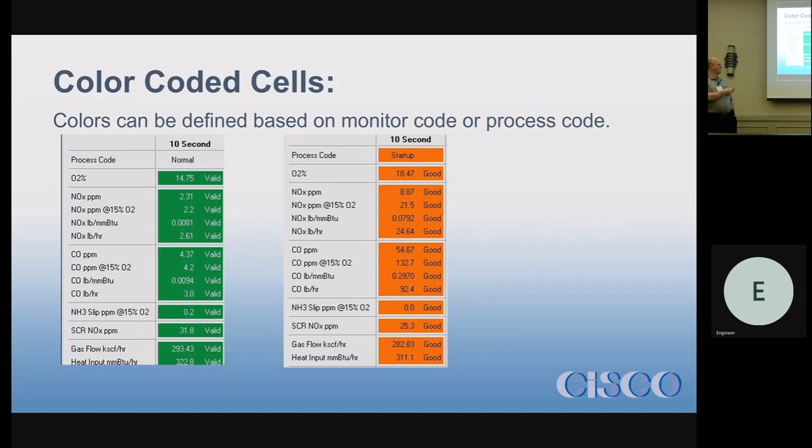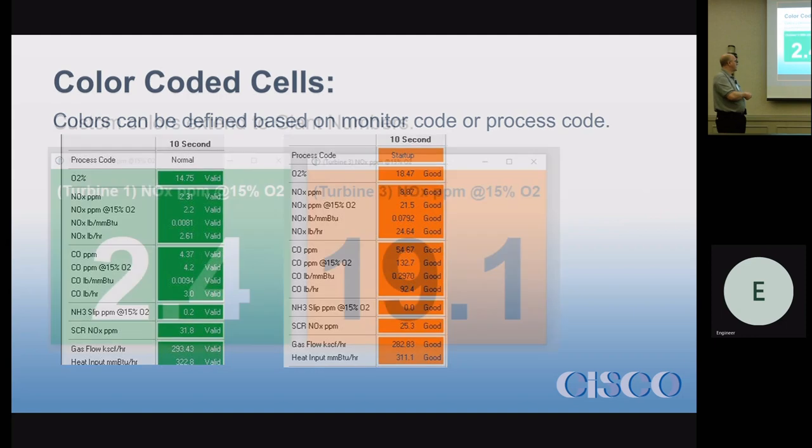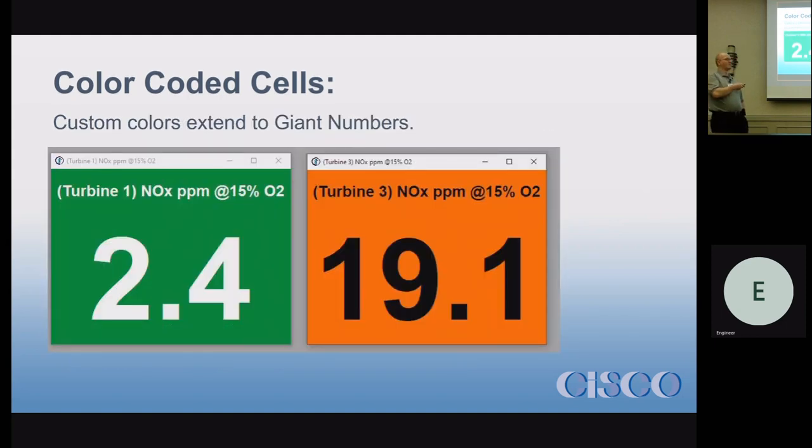One thing that I don't think I've mentioned in the past when I talk about this: the colors extend to your giant numbers as well. So here you can have one unit on your giant numbers in normal operations, color's green, data's valid. This unit happens to be in startup, so it's got the orange background. So your big numbers that everybody seems to love, those colors extend out to those windows as well, not just the fixed screens on the data monitor. So basically any color you want, we can put on the screens.